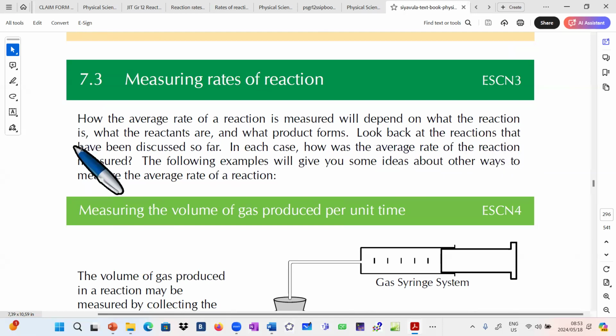Look back at the reactions that have been discussed so far. How did we measure the average rate of the reaction in our previous instances? The following examples will give you some ideas about other ways to measure the average rate of a reaction. Let us look at measuring the volume of gas produced per unit time. We continue to analyze this here.